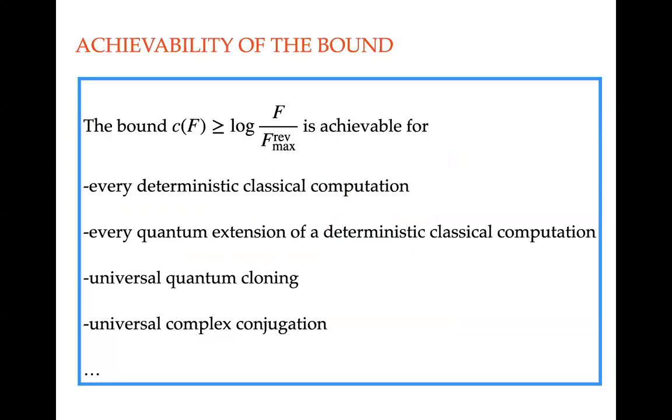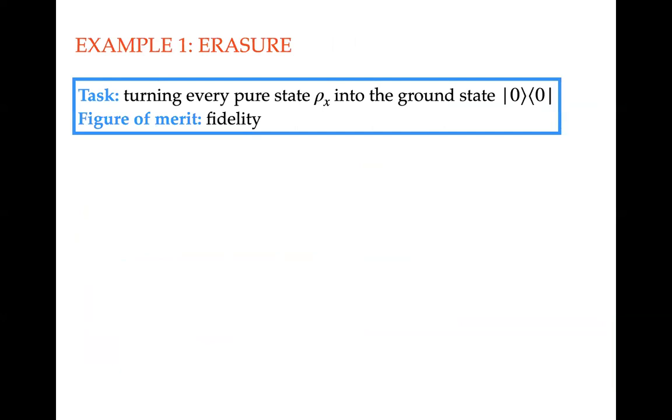Okay, so our bound can actually be achieved in many situations. So this can become an equality, for example, for all deterministic computations of a function, for every quantum extension of this deterministic computation, and there are other cases like universal cloning and complex conjugation. Let me give you a couple of examples.